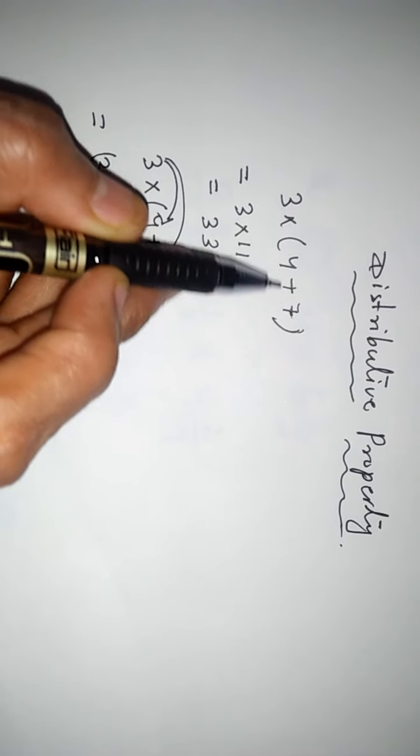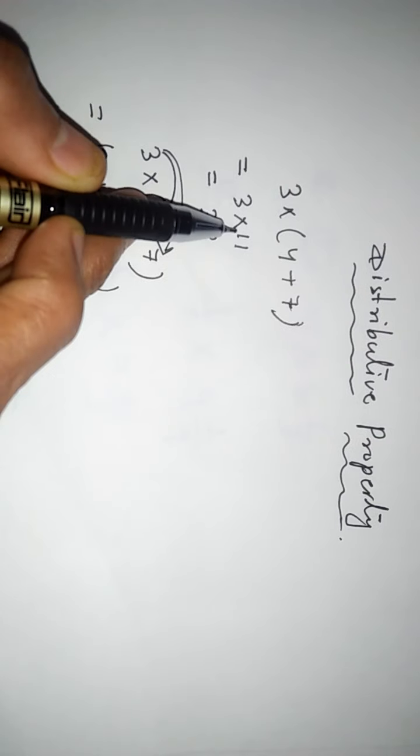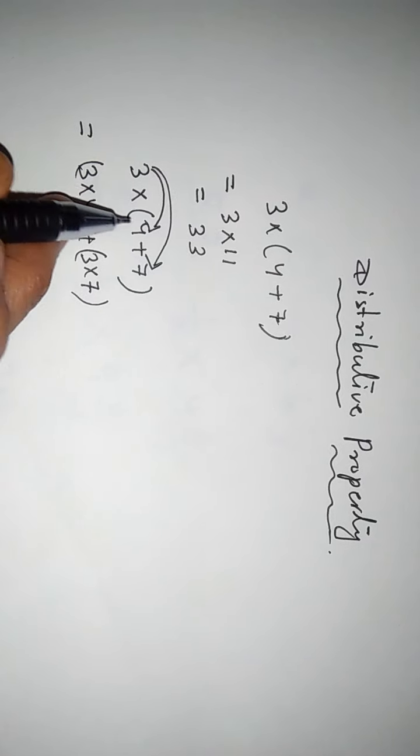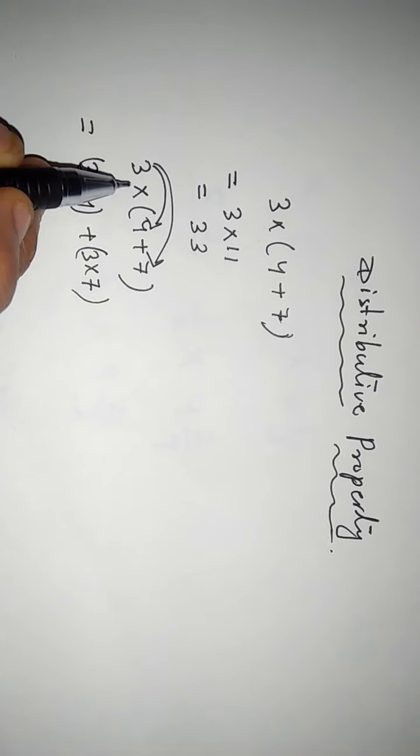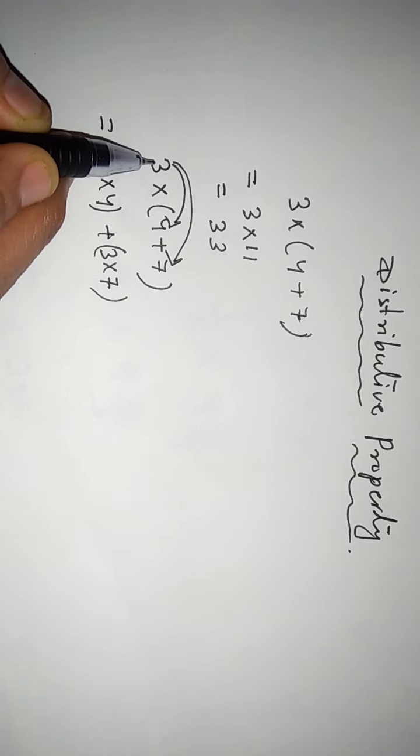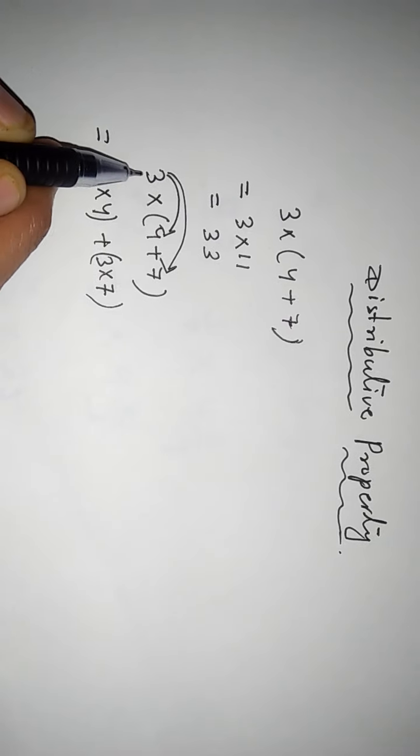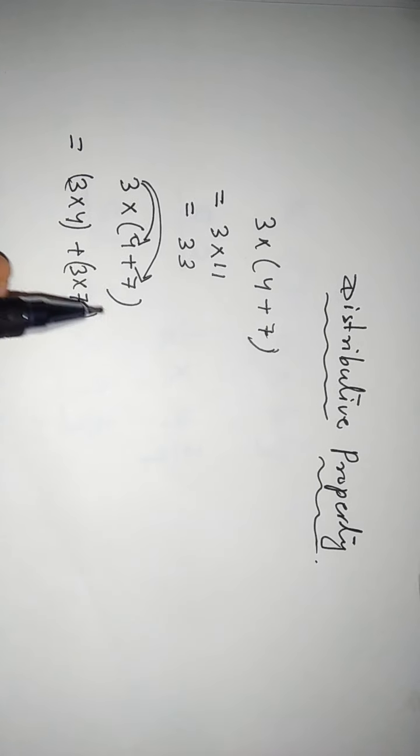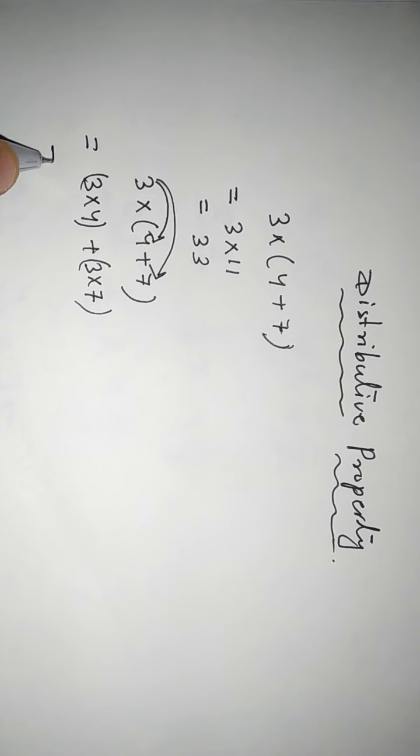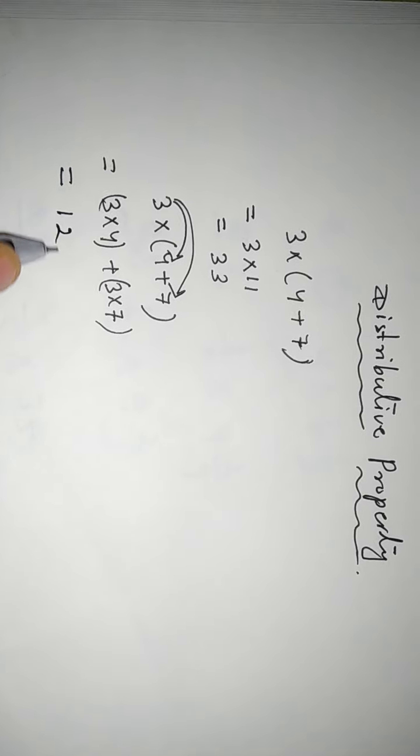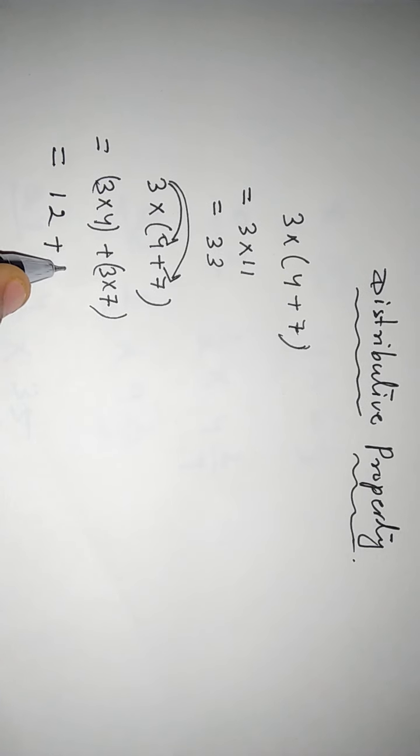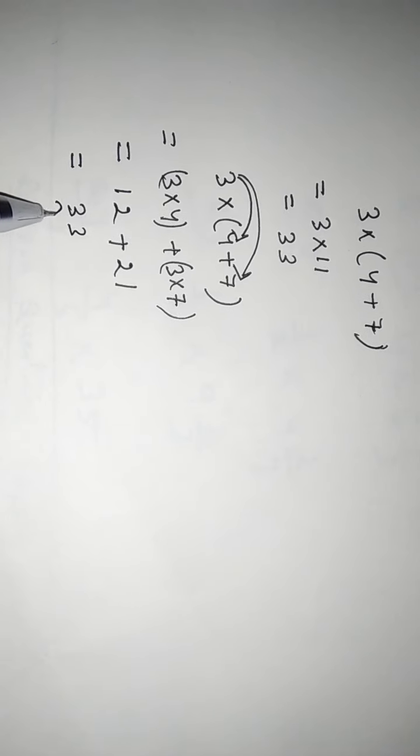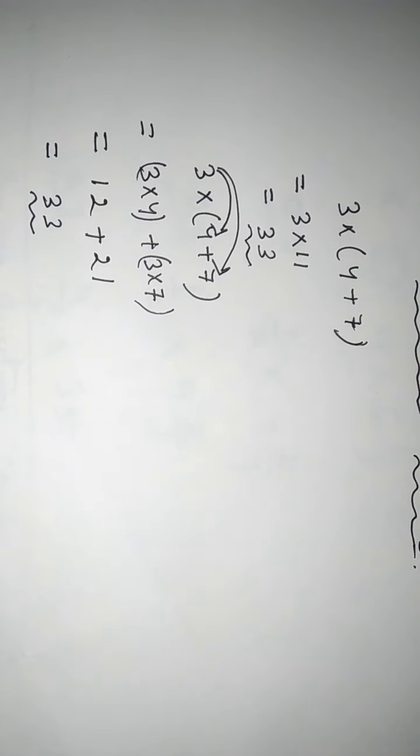If you do the bracket first, it should be 4 plus 7, 11. So 3 into 11 will be 33. But if I apply the distributive property, I have to multiply the 3 into 4 plus 7. I will multiply first 3 into 4, plus sign is there, plus 3 into 7. So 3 into 4 will be 12, plus 3 into 7 will be 21. So again the answer will be 33. You are seeing this answer and this answer are similar.